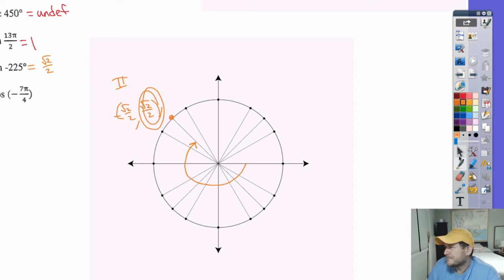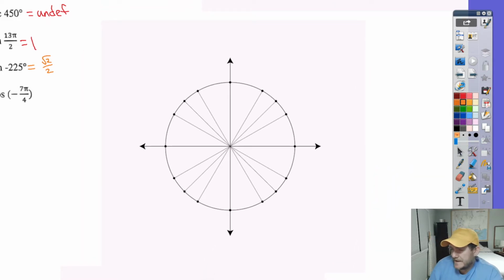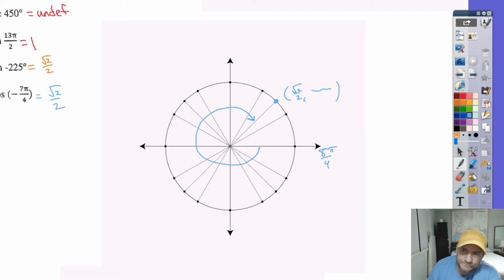Okay. Cosine. All right, again, thought process. Full rotation is 8 pi over 4. It's a negative angle, so I guess I'm going to right here. So I'm in quadrant 1. And I'm cosine. Cosine is the x-coordinate, which would be root 2 over 2. Don't care. All done. Moving on.